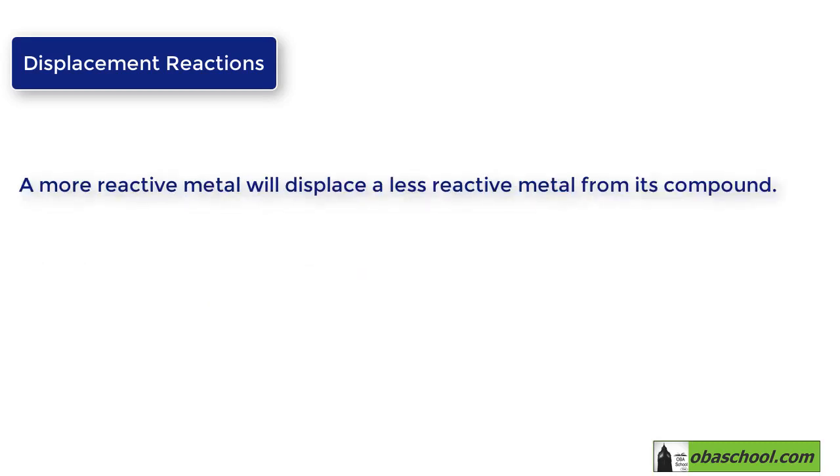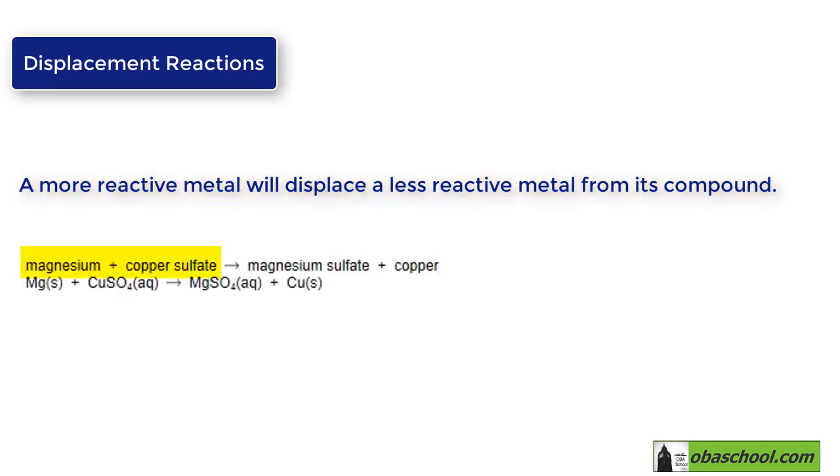In a displacement reaction, a more reactive metal will displace a less reactive metal from its compounds. For example, when magnesium reacts with copper sulfate, the products are magnesium sulfate and copper. So you can see how magnesium, which is the more reactive metal, displaced copper from its compound copper sulfate, so the product now is magnesium sulfate.